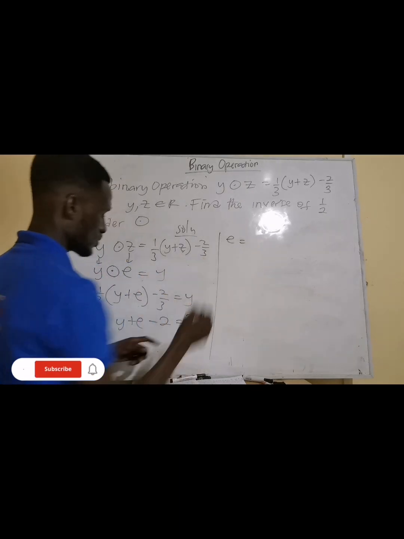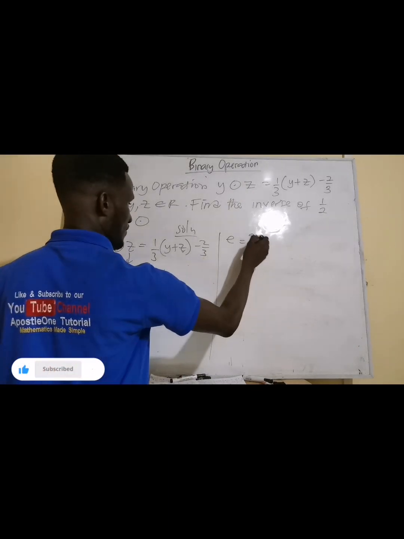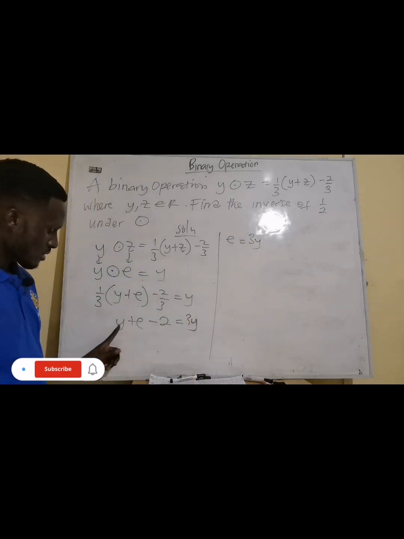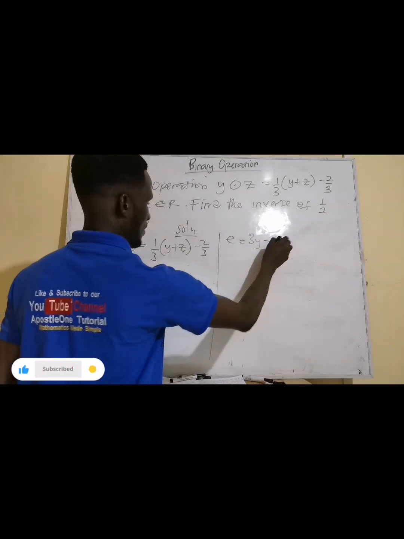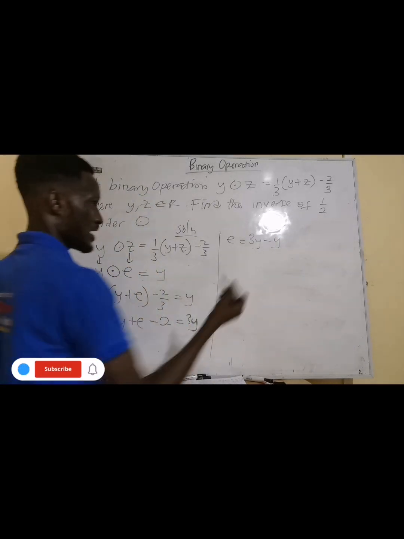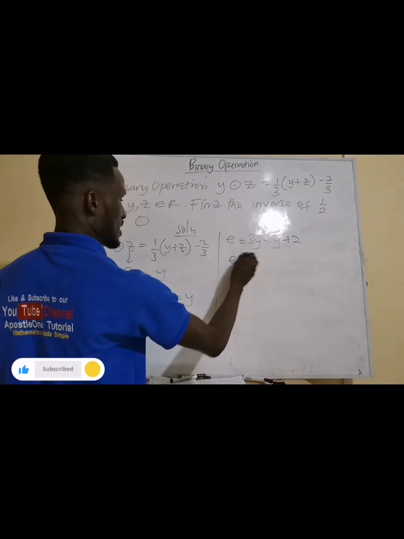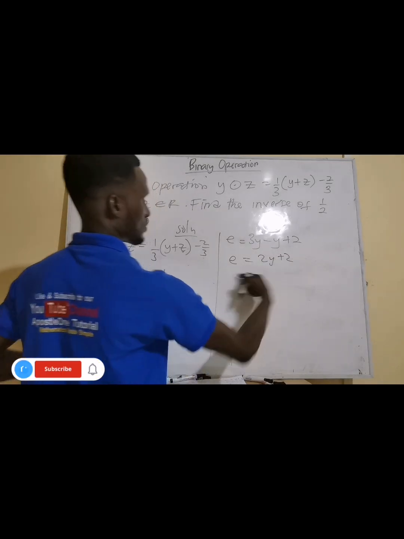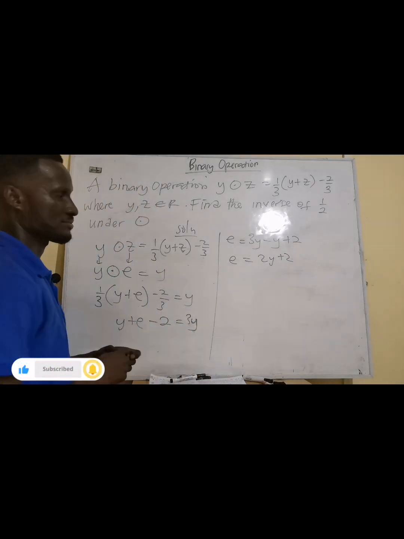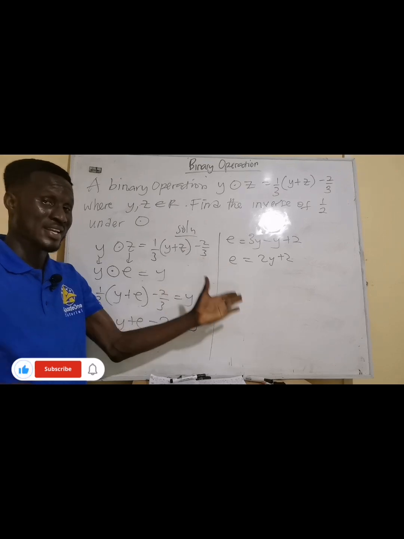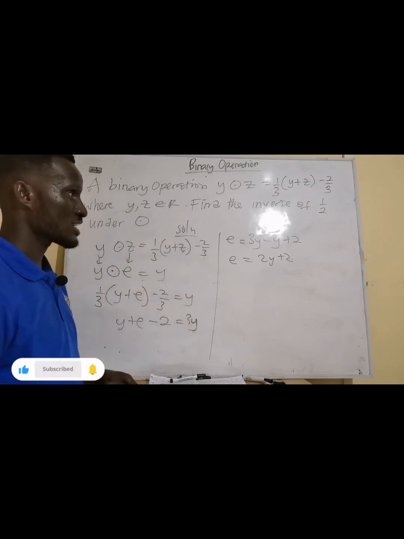Now e will be equal to what? I have 3y here minus y. Then here will be plus 2, right? So e will give us 2y plus 2. So this is the expression for the identity element. But we have e there, we have y there, but we don't care, that's the identity element.